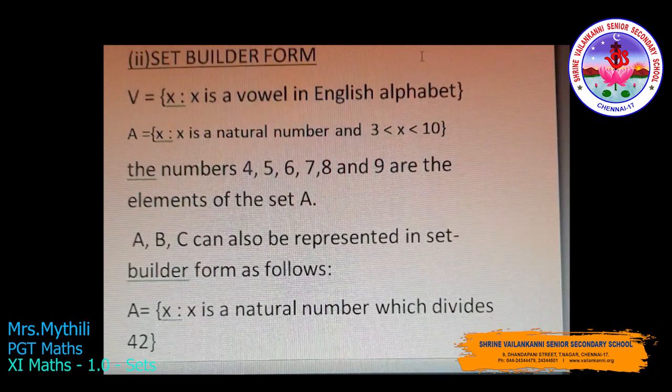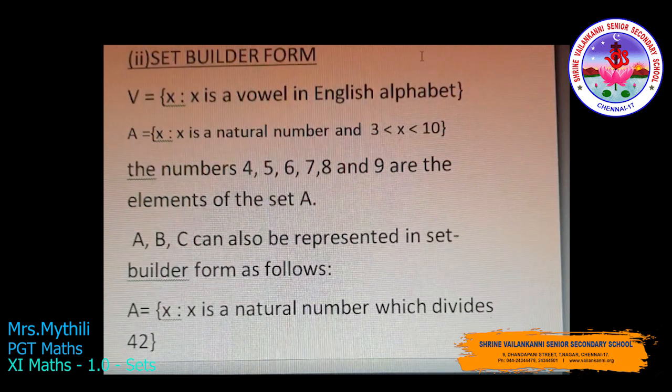The second method of representing a set is set builder form. So V equal to the set of all X such that X is a vowel in the English alphabet. How do we read this? V is read as the set of all X such that X is a vowel of the English alphabet. The colon stands for such that.